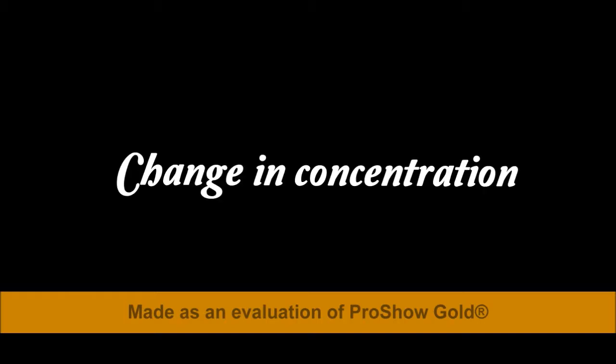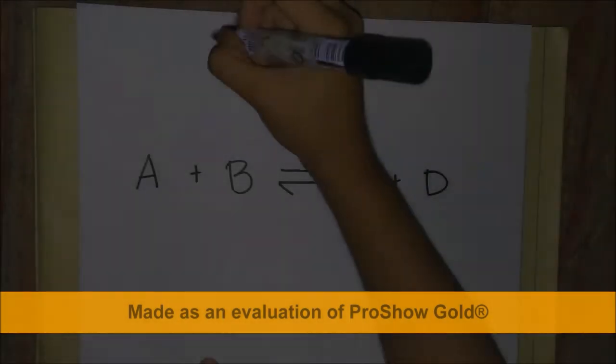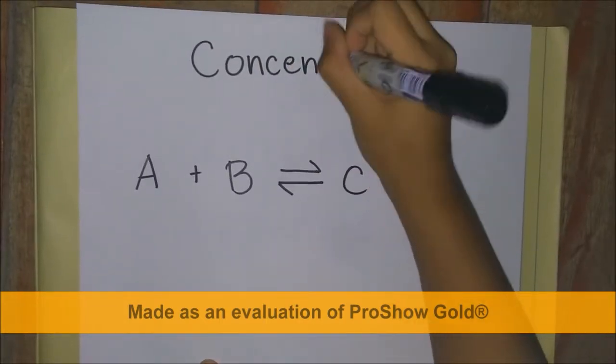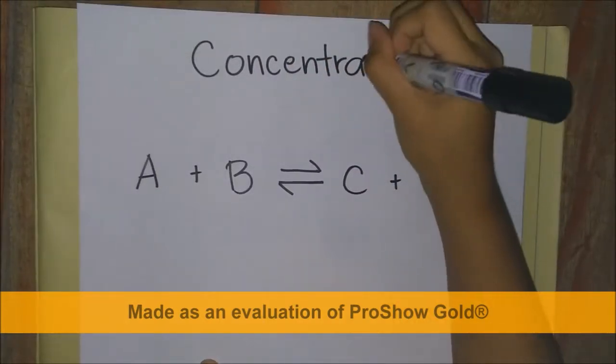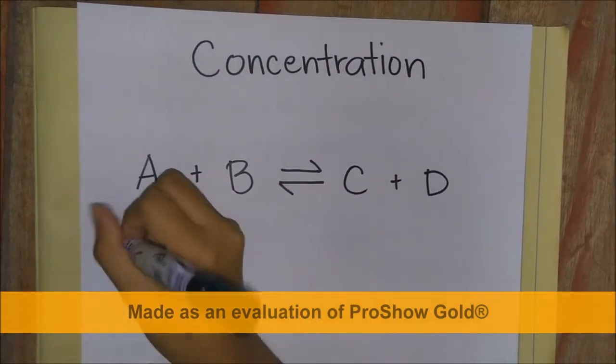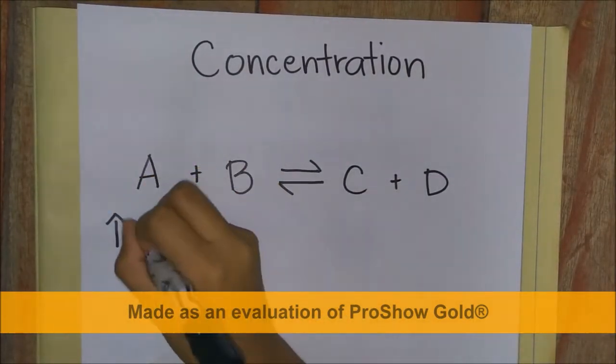First, change in concentration. If we add a reactant, the system will consume some of the added reactant by shifting towards the product to reduce the disturbance. Thus, the equilibrium position shifts to the right when the component on the left is added.